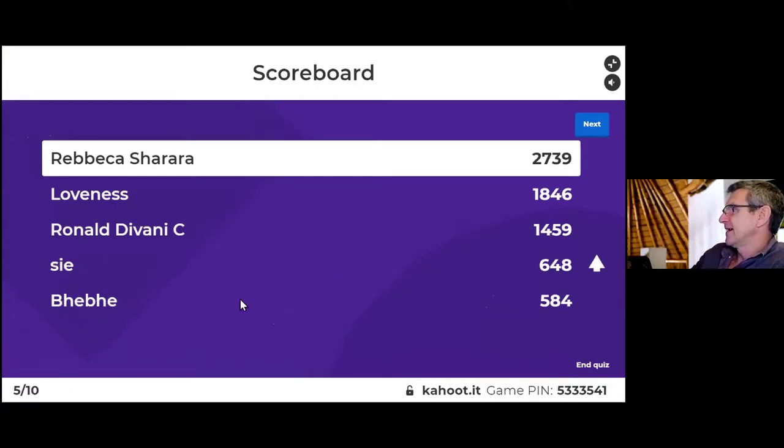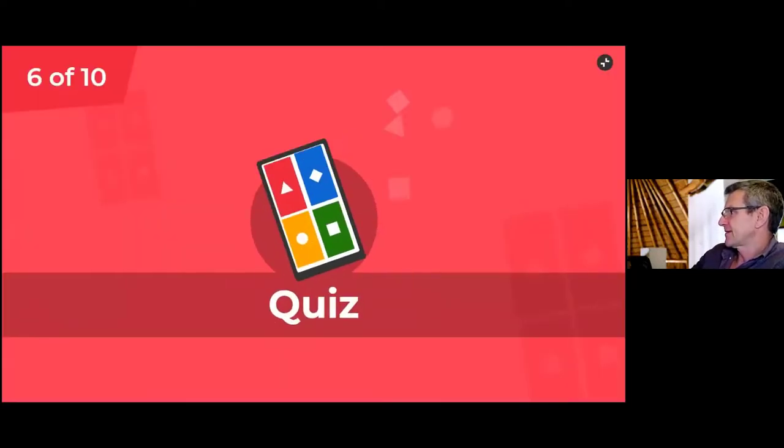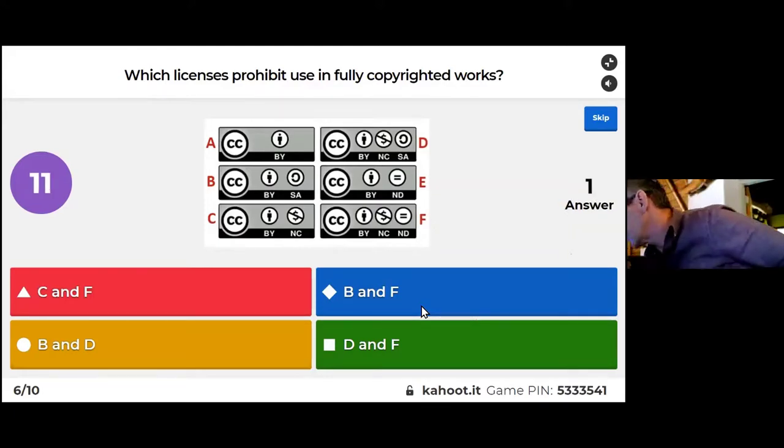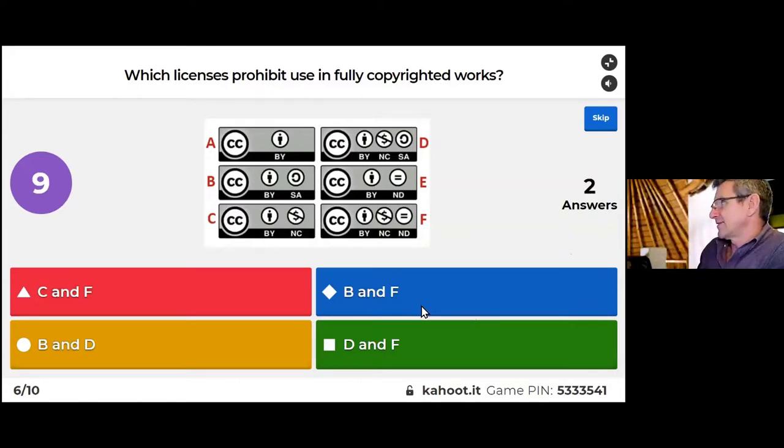C has come onto the board nicely, moving up. Number 6, which license prohibits the use of in fully copyrighted works? So some of them you can't now take from an open environment and stick them in a fully copyrighted work. So which ones would restrict you from now incorporating it in a textbook, for example? What's the right one which restricts you on that?